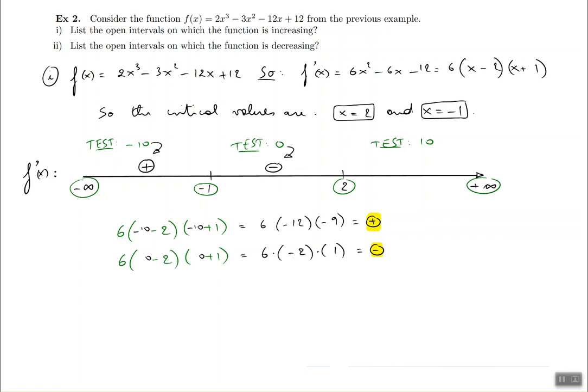Then finally, we'll do the same thing again with the 10. And as you can see again, we get a positive solution. So this is a positive answer. So the 10 gives me a positive answer.